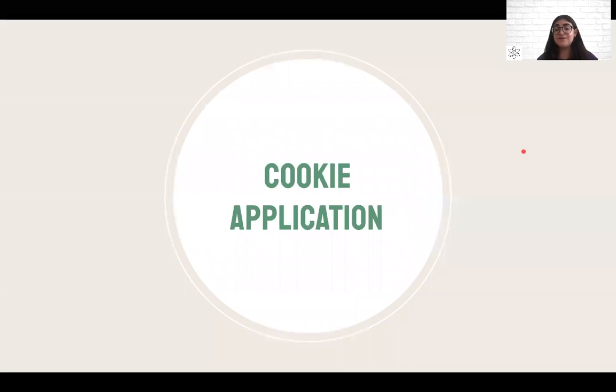And now it's time for my favorite part of the day. It's cookie application time, where we basically grab everything we learned for that day and we apply it to cookies, because cookies are awesome.